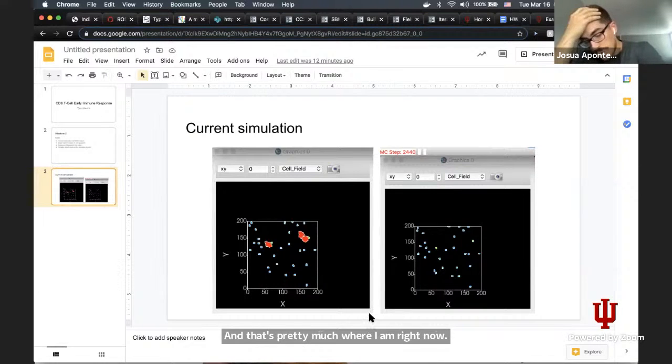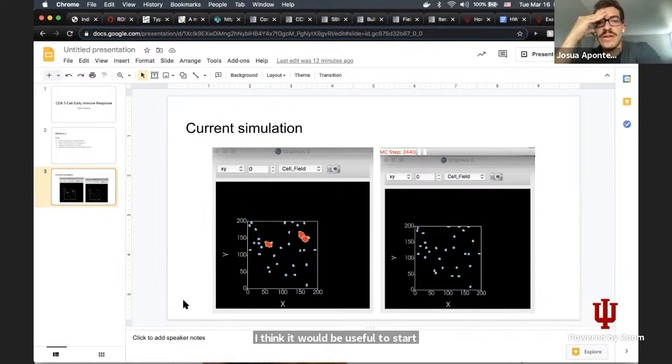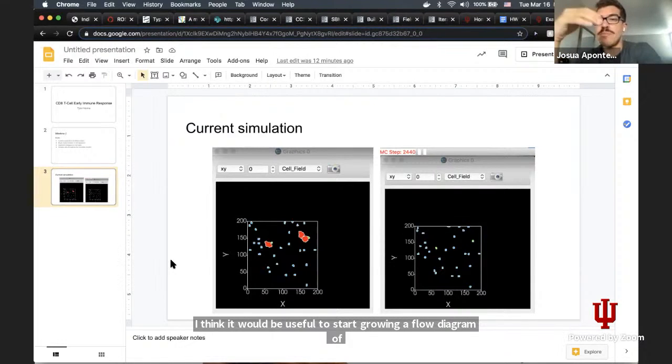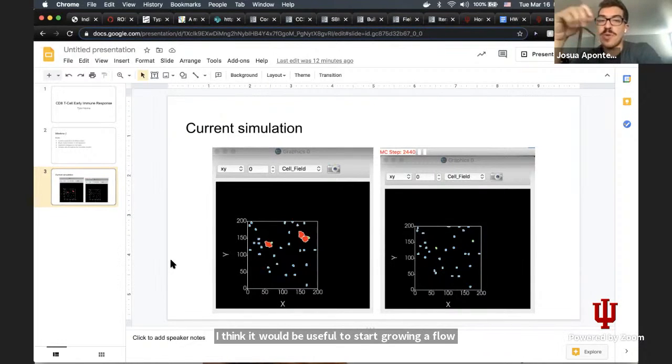So I actually have two recommendations. I think it would be useful to start drawing a flow diagram now, because you seem to be putting a bunch of cell behaviors together, which is really nice. So you can keep track and also explain what the model is doing, it would be good to start working on a flow diagram, just like the flow diagrams we worked with last semester.